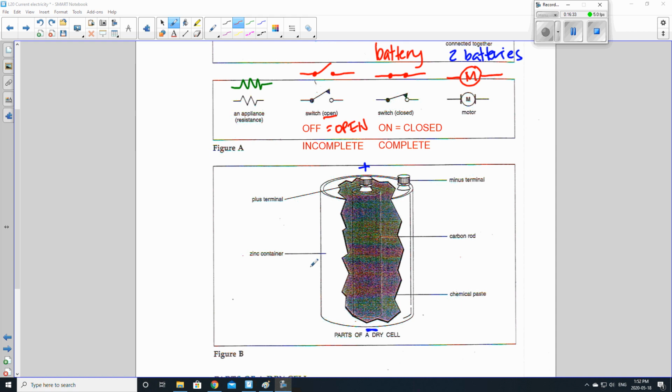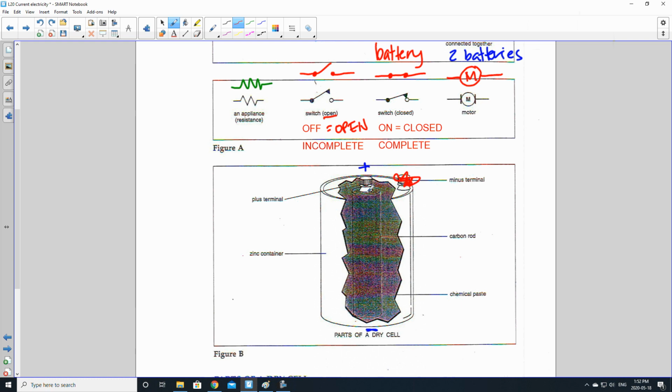Next up, here's figure B, and so these are the parts of a dry cell. A dry cell is just another word for a battery, okay? So you can use either one of them. And so inside the battery, I'm just not going to worry about this right here. So don't worry about this.